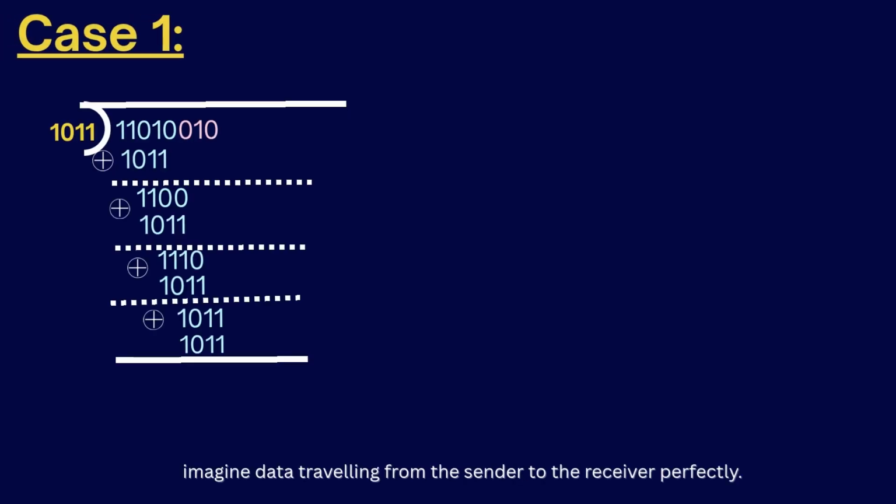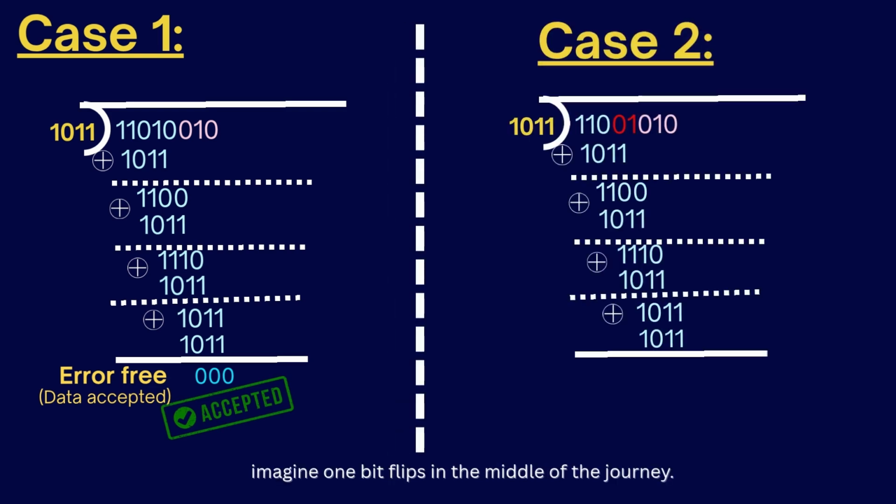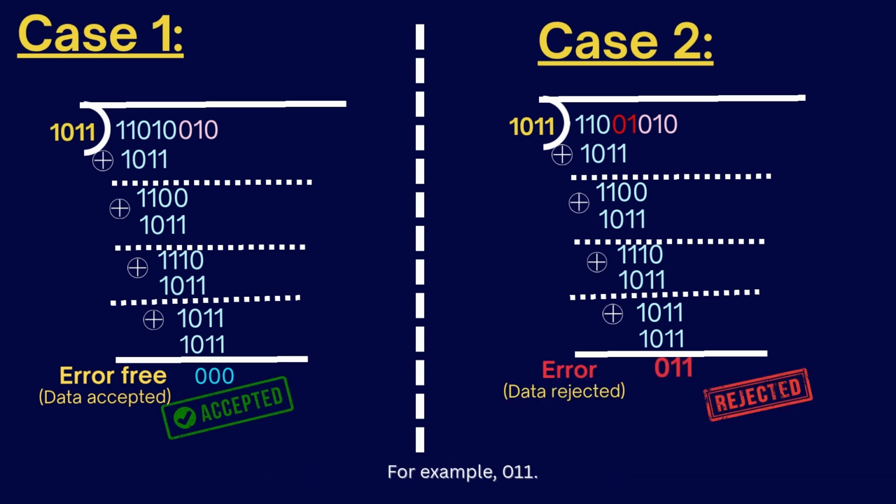Let's visualize this with two cases. In the first case, imagine data traveling from the sender to the receiver perfectly. No noise, no interference. The receiver performs division and the remainder becomes 0. The frame is accepted. In the second case, imagine one bit flips in the middle of the journey. Maybe a 1 becomes a 0. The receiver now performs the same division, but the remainder turns out to be nonzero, for example, 011. The receiver instantly knows something went wrong. The data is rejected and a retransmission is requested. This is how CRC detects even a single bit or a burst bit error effectively.